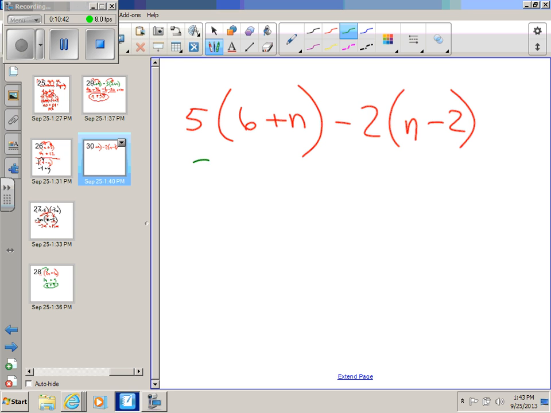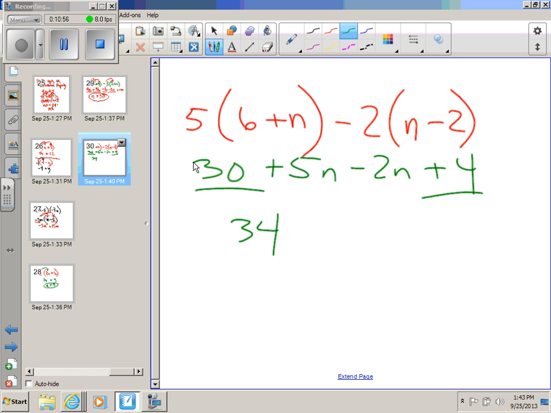5 and 6, 30. 5 and n, 5n. Negative 2, n. Positive 4. A 30 with a positive 4, 34. Positive 5n. Negative 2n. Mark. 3n. Done.